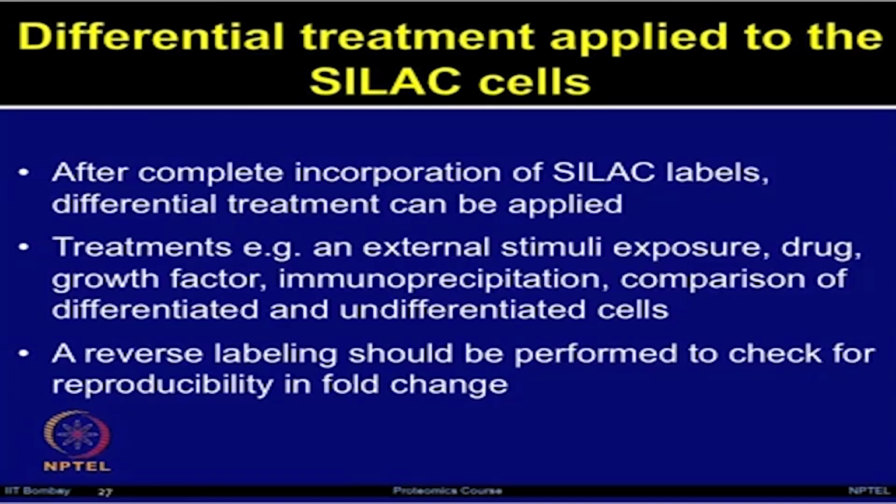While we are doing this labeling, it is a very good idea to replicate the experiment, to repeat the experiment to ensure that the fold changes are uniform. Also, a reverse labeling should be performed to check for reproducibility, because if reverse labeling is also showing a similar trend, then it means the experiment is unbiased due to any labeling issue.